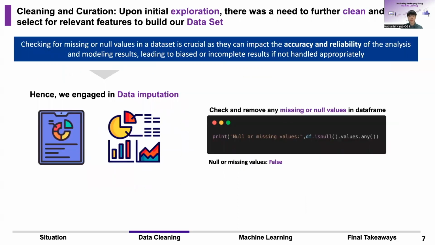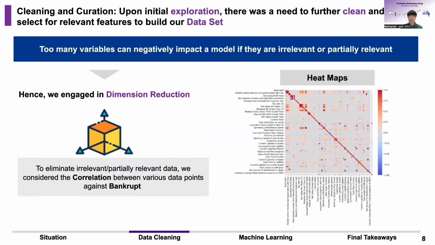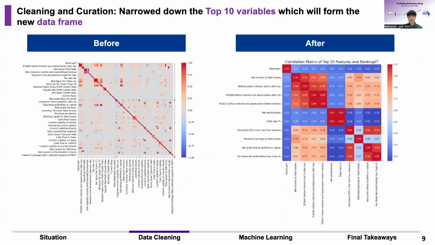To address this, we implemented data imputation, which successfully identified and removed any missing or null values from our dataset. When building a model, having too many variables can negatively impact its performance. To address this issue, we engaged in dimension reduction to eliminate any irrelevant data from our dataset. To identify which variables to eliminate, we considered the correlation between various data points against the bankrupt variable. In this case, we reduced the number of columns from 95 to the top 10 most correlated columns.